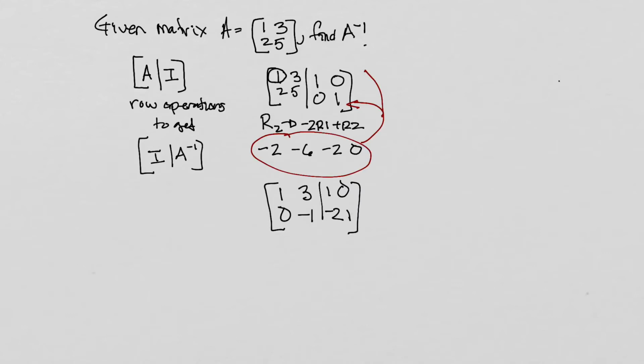Now, we need a 1 in this position, so I'm just going to divide everything in row 2 by negative 1. I'll indicate what I'm going to do: row 2 is going to become the current row 2 divided by negative 1. That looks like this. The first row stays the same: 1, 3, vertical line, 1, 0. Dividing by negative 1, we'll get 0, 1, 2, and negative 1.